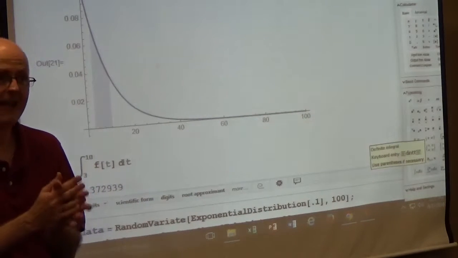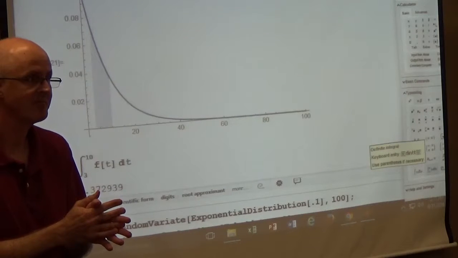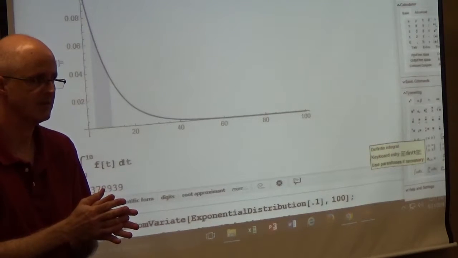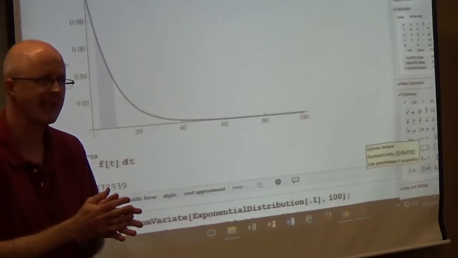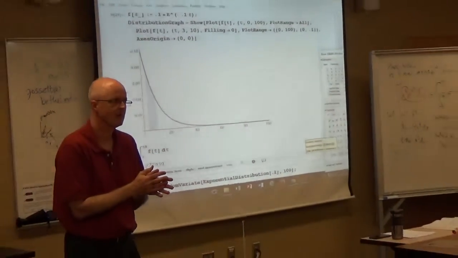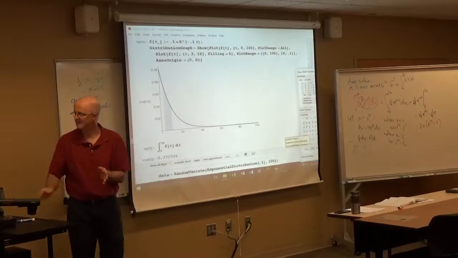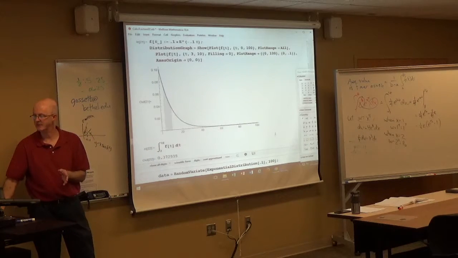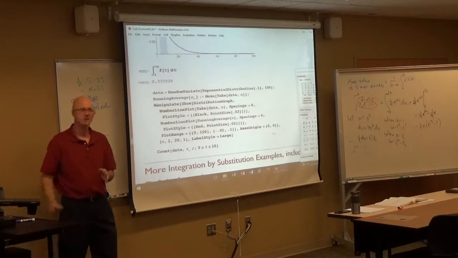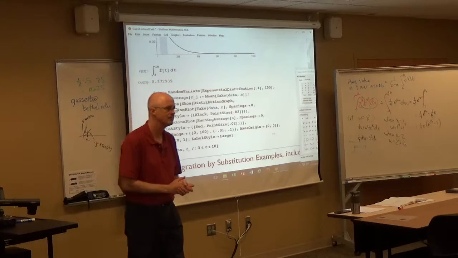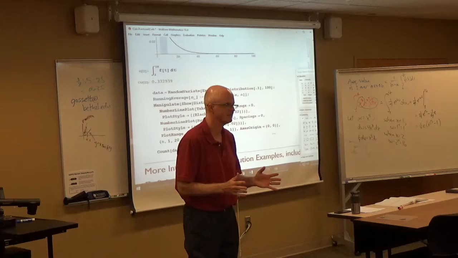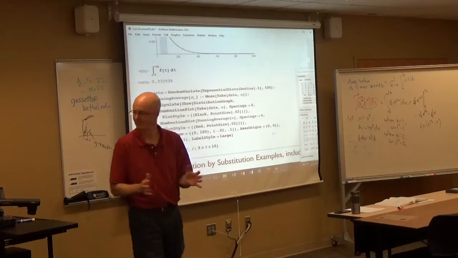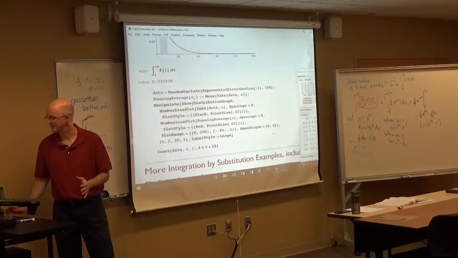What I want to end class on here, in a few minutes, is a simulation piece. Simulation is the key to understanding what this is about. I've got some Mathematica code that's going to help me do the simulation here. You do not have to understand this code. This is complicated code. What I want you to understand is the math ideas that I will highlight when I explain it.